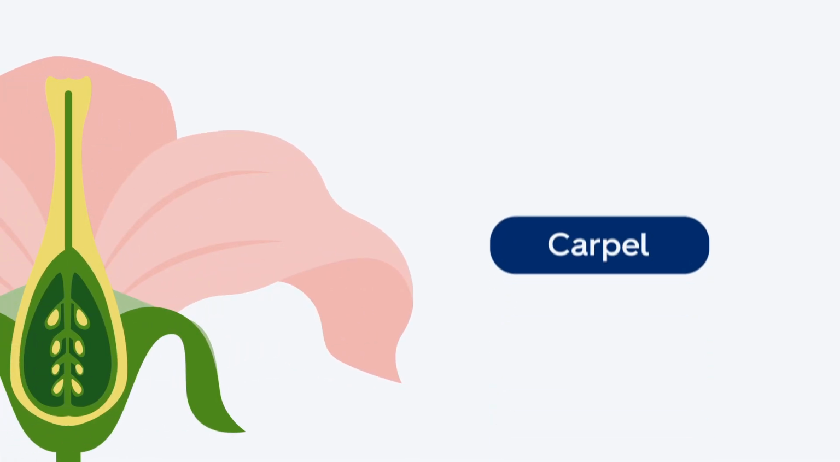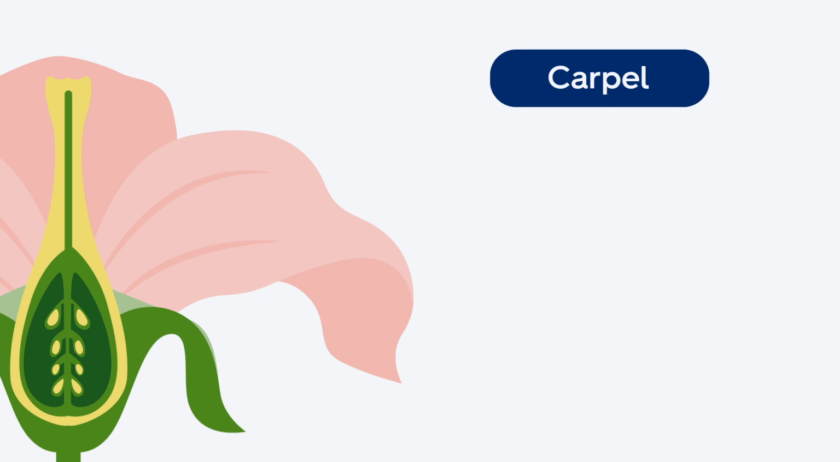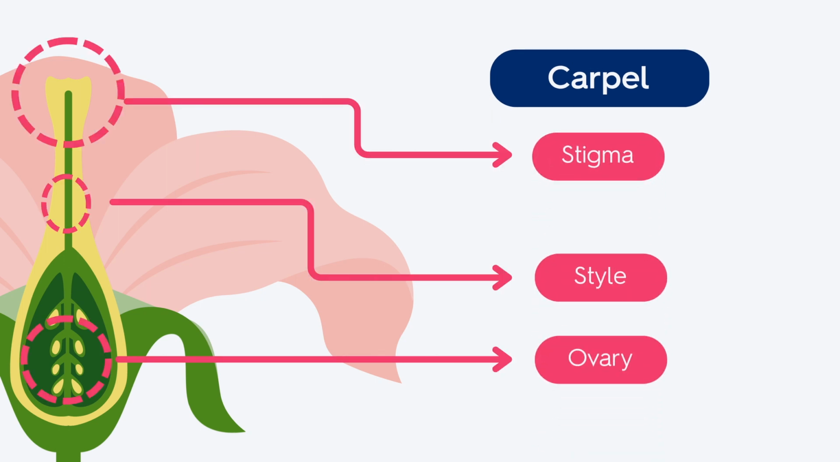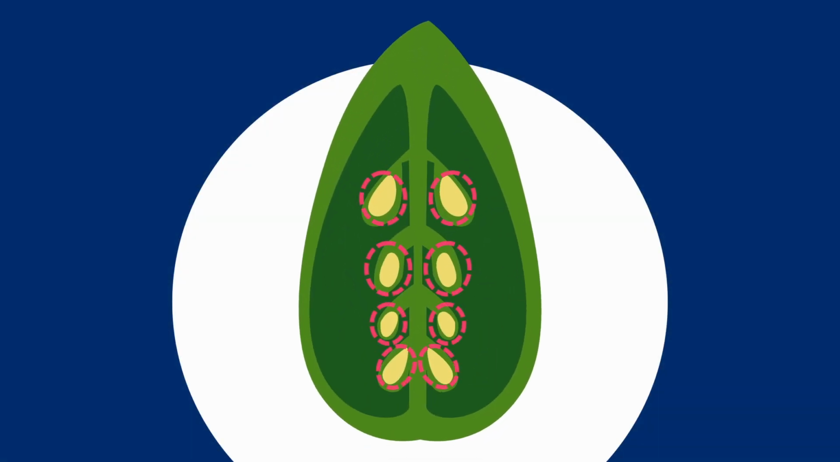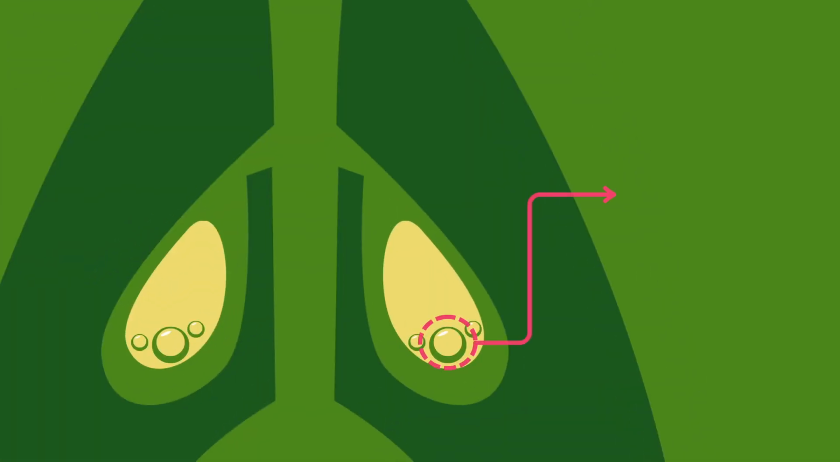Now that we've covered the male part, let's move to the female part. The carpel, also called the pistil, is the female reproductive structure. It has three main parts, stigma at the top, style in the middle, and ovary at the bottom. Let's zoom in even further. Inside the ovary are ovules, and inside each ovule is an egg cell. So, ovary holds ovules, and ovules hold eggs.